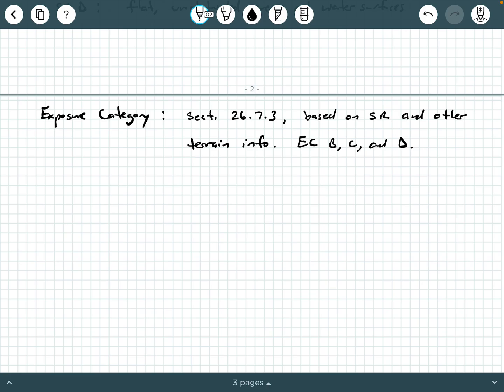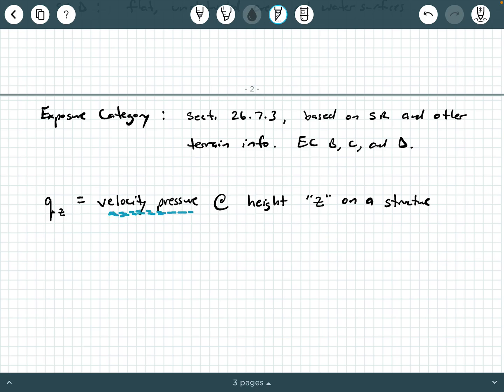All right, so one of the first things that you're going to have to calculate whenever you're doing a wind load analysis is what's called the velocity pressure, okay? And we call that Q sub Z, all right? So we're going to say this is the velocity pressure, Q sub Z, and we're going to say it's calculated at a height Z on a structure. Now, even though the name is velocity pressure, it is a pressure. You're calculating something that's going to pop out units in PSF.